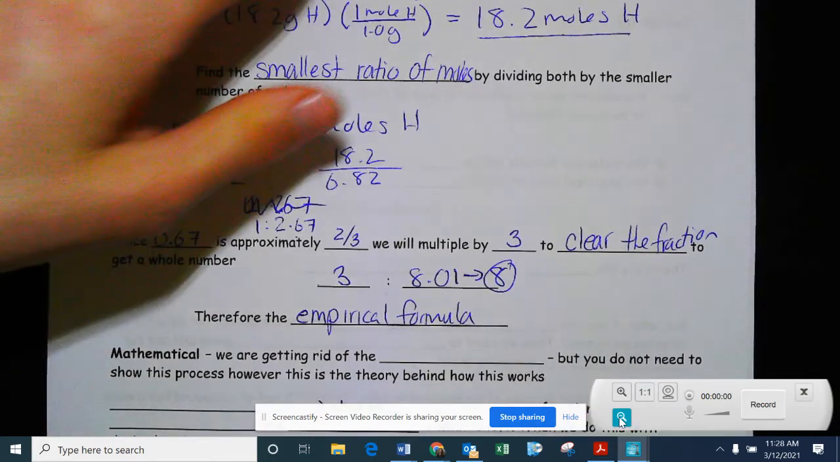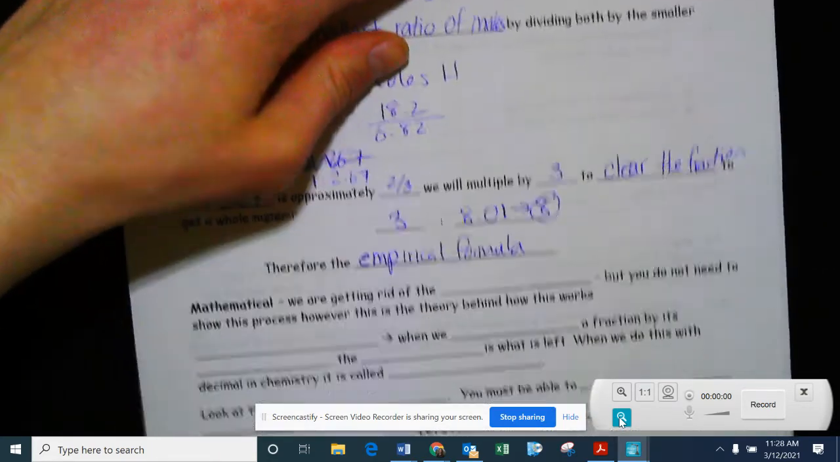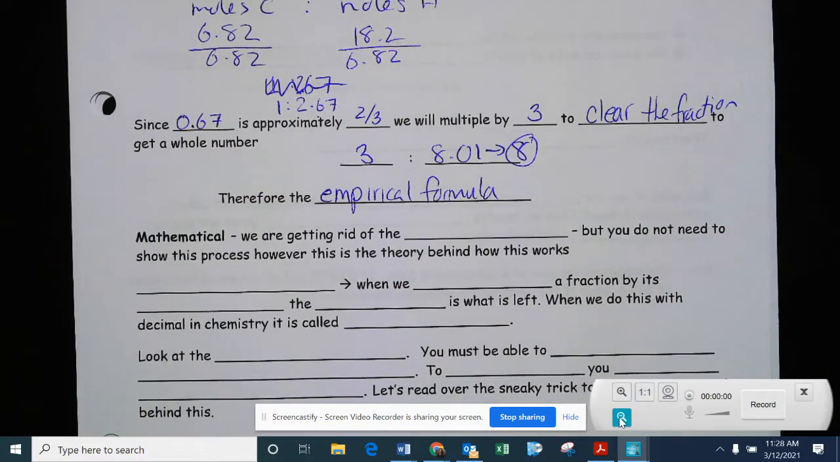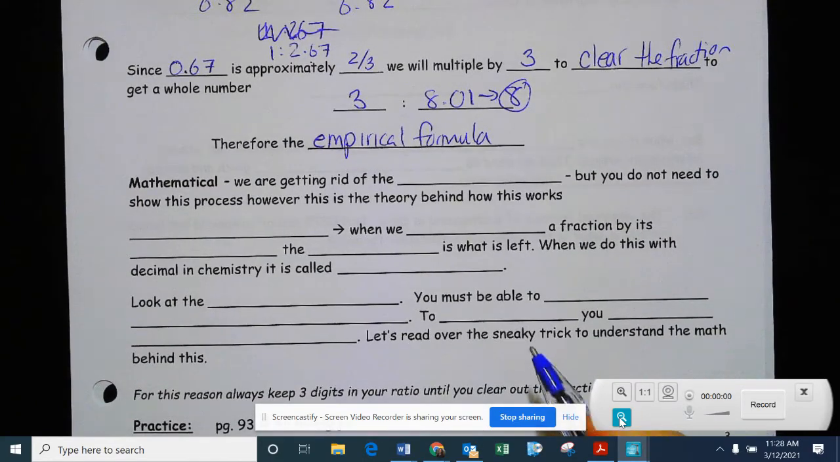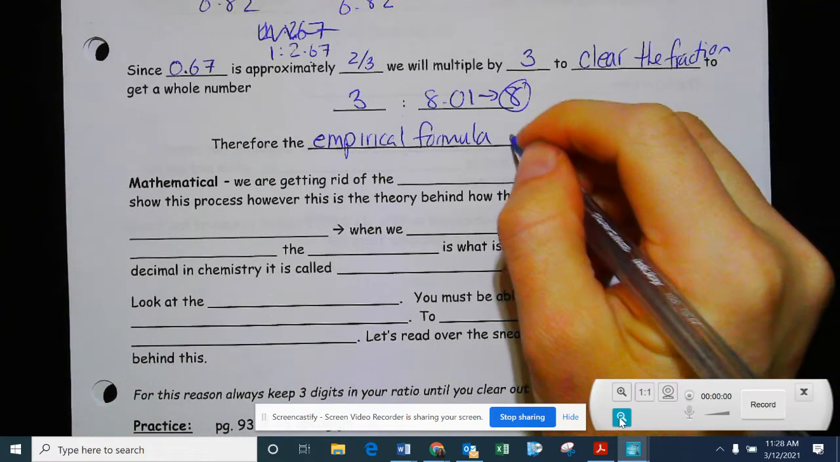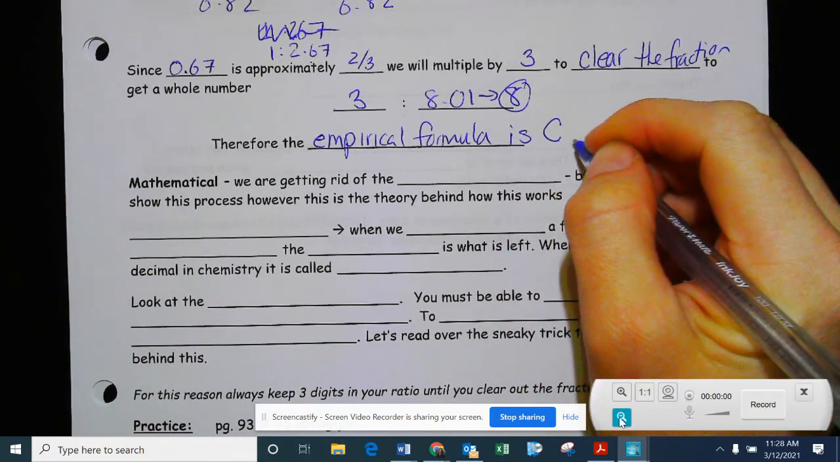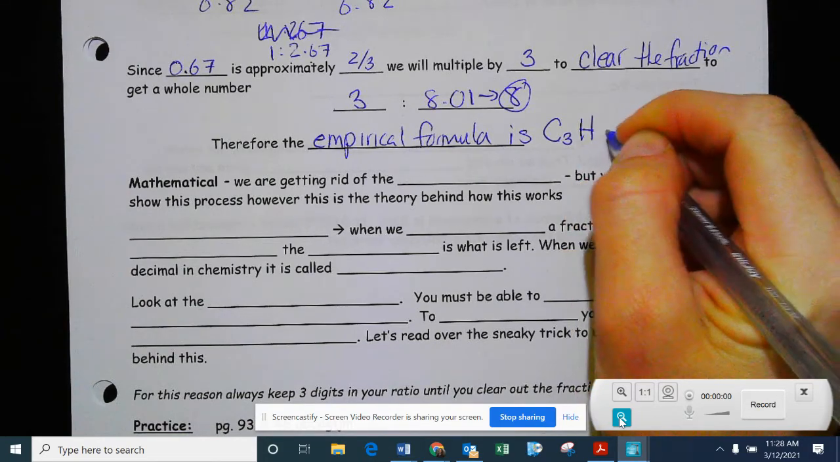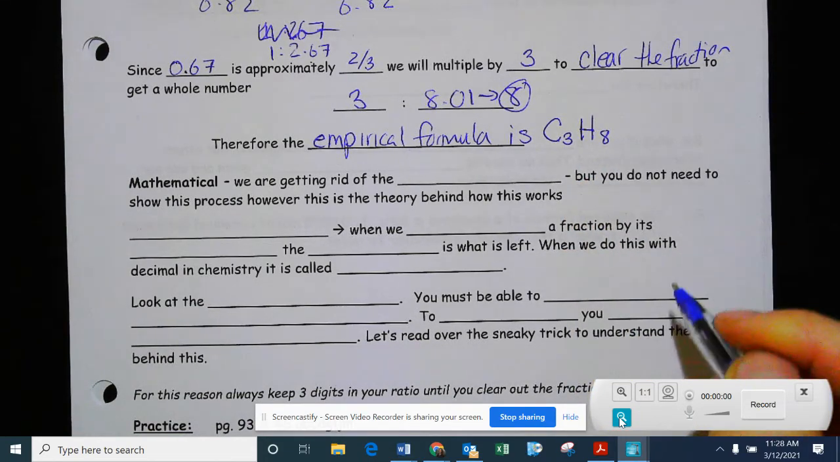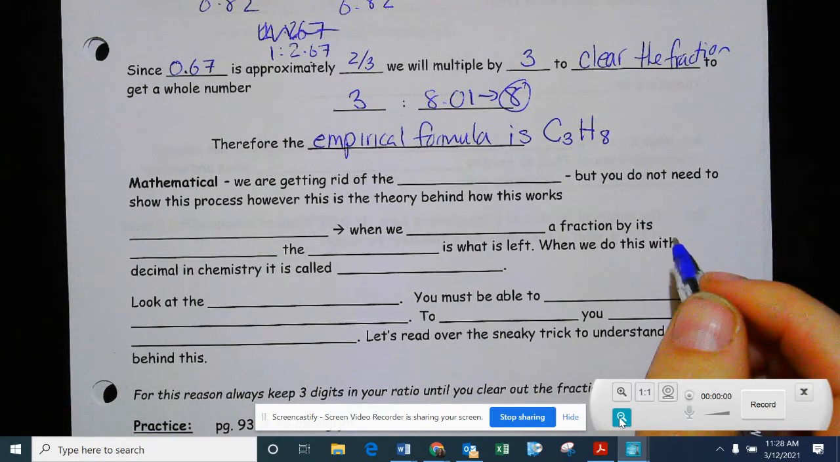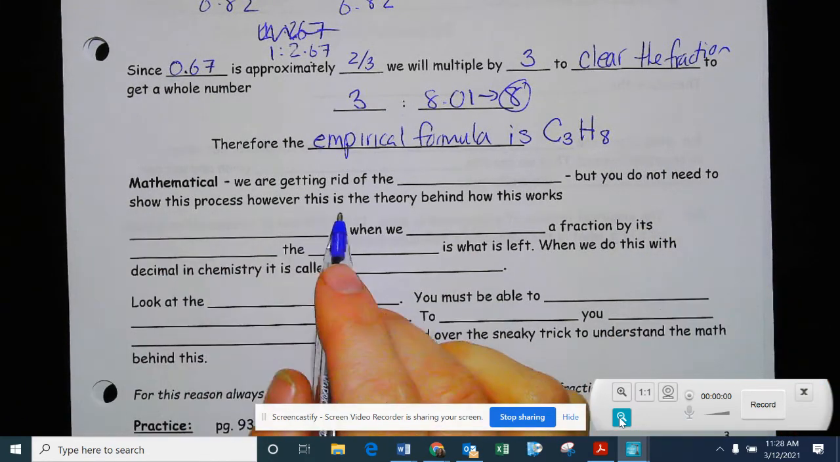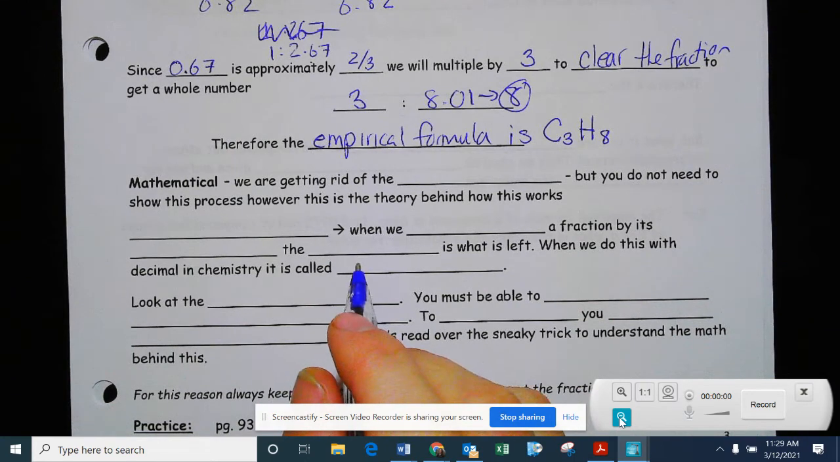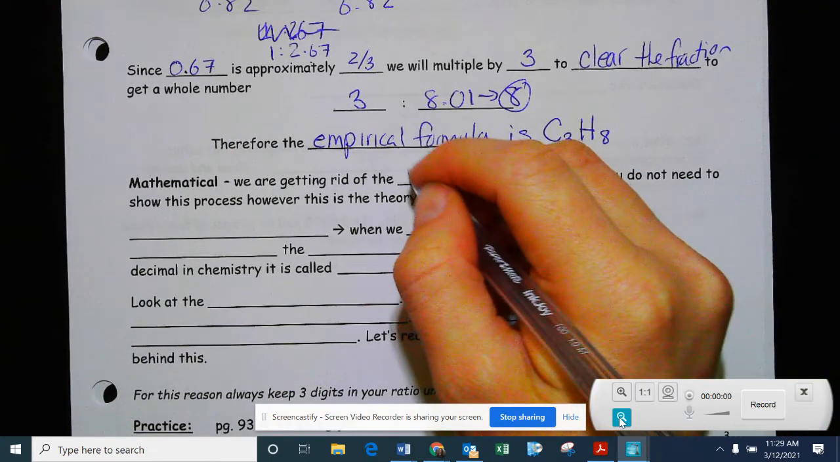And if you multiply it by a different number and you get something that's not close enough to a whole number, that's okay. Just try something else. So therefore, our empirical formula is, what's the empirical formula? Yeah, exactly. 3 to 8, awesome. So that's our empirical formula. Crushed it.